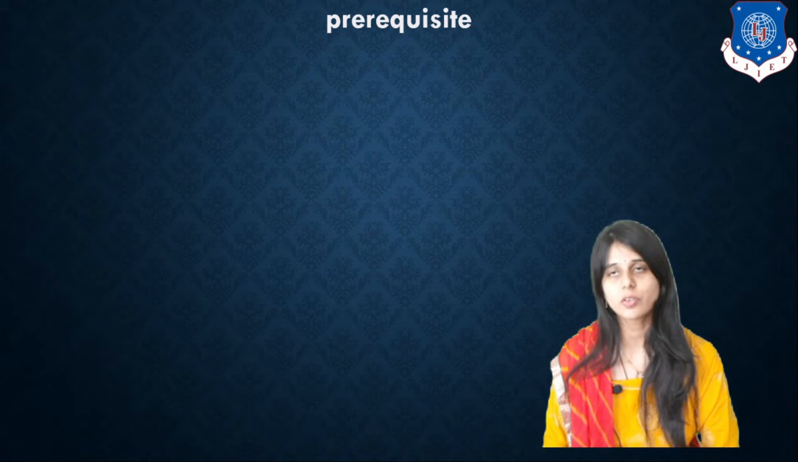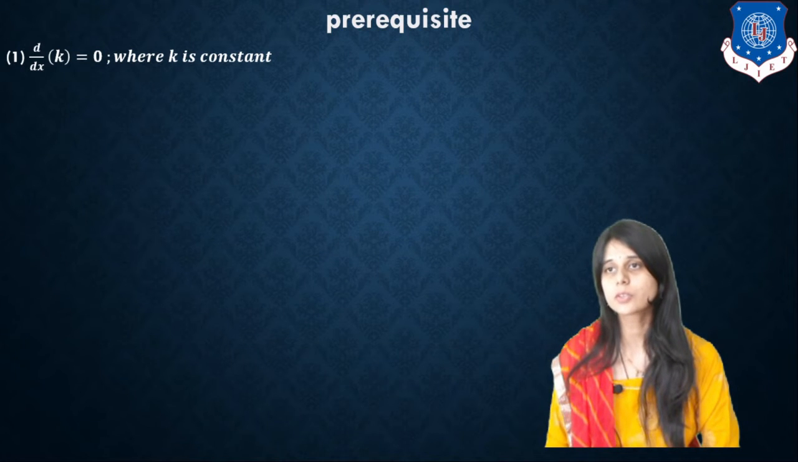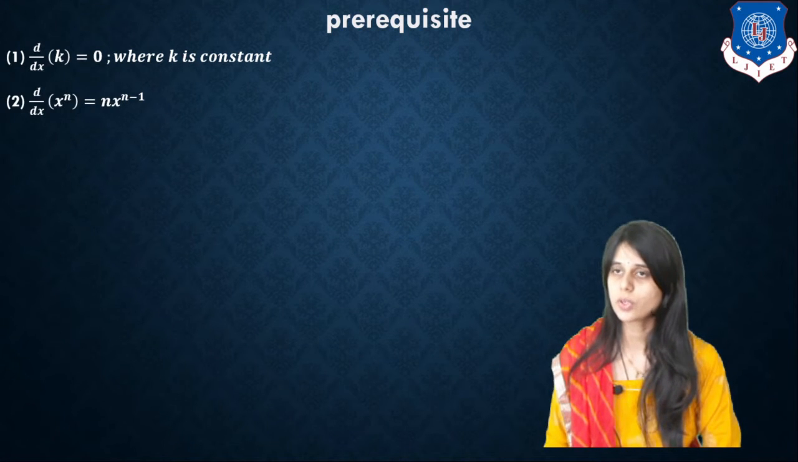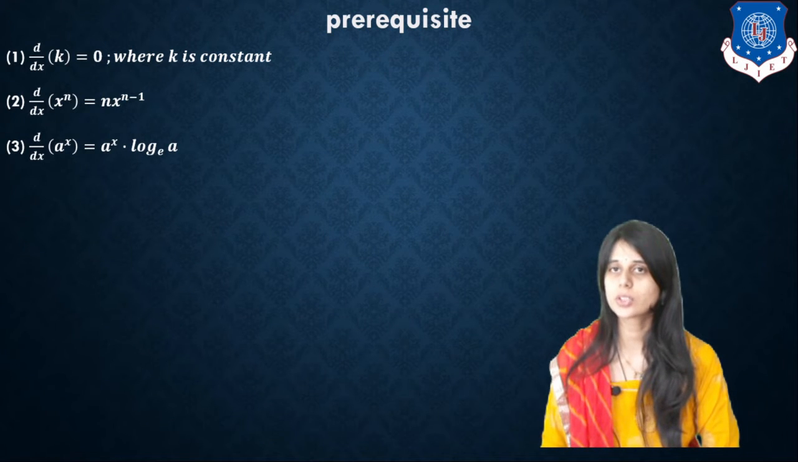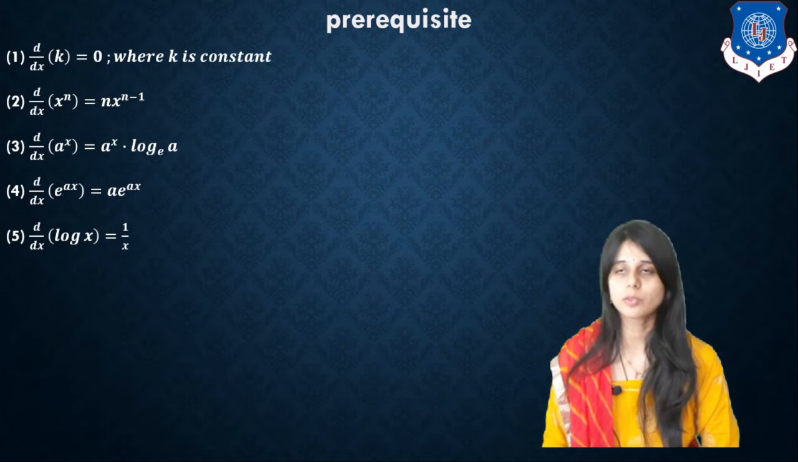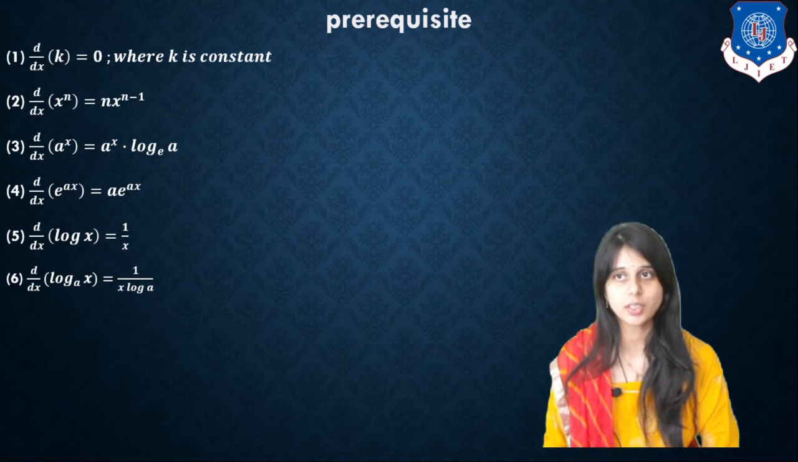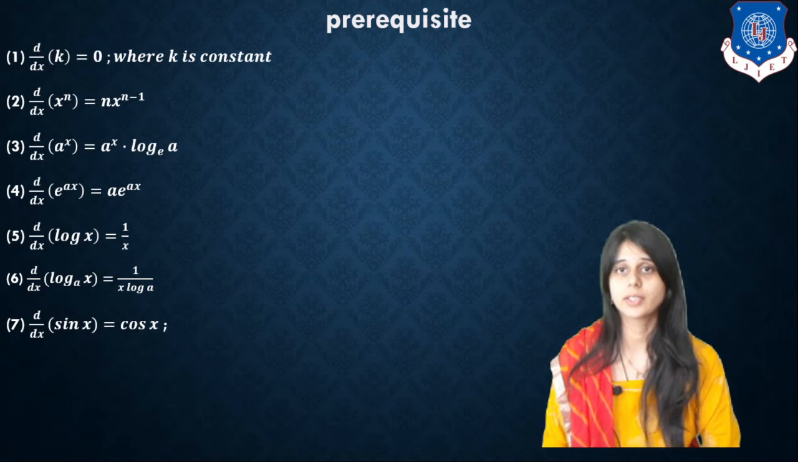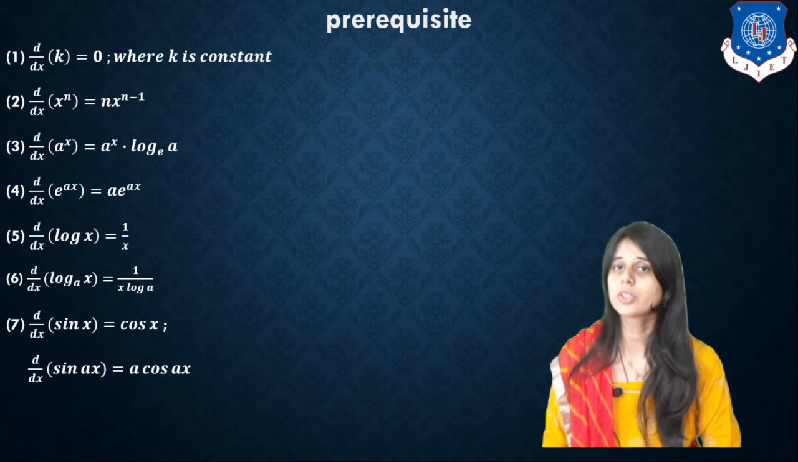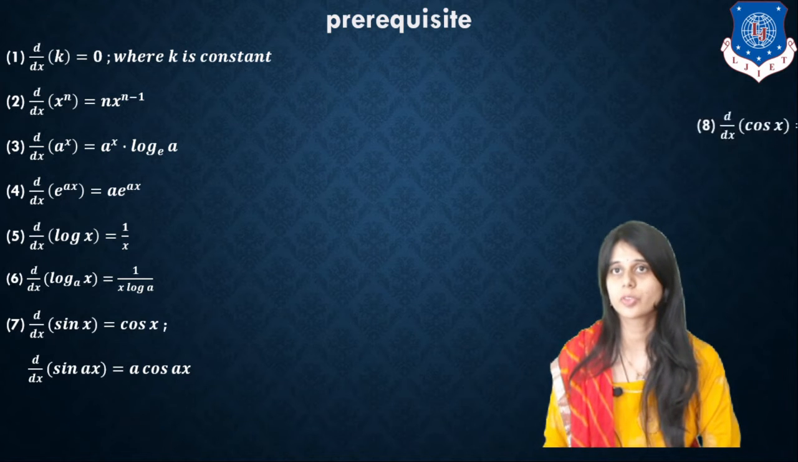Now, as a prerequisite for the Taylor series, I have to define the differentiation formulas. d by dx of a constant is 0, of x raised to n is n x raised to n minus 1, of a raised to x is a raised to x into log a, and of e raised to ax is a e raised to ax. Differentiation of log x is 1 by x. Differentiation of log x to the base a is 1 upon x log a. Differentiation of sin x is cos x, and differentiation of sin ax is a cos ax. So these are the differentiations.